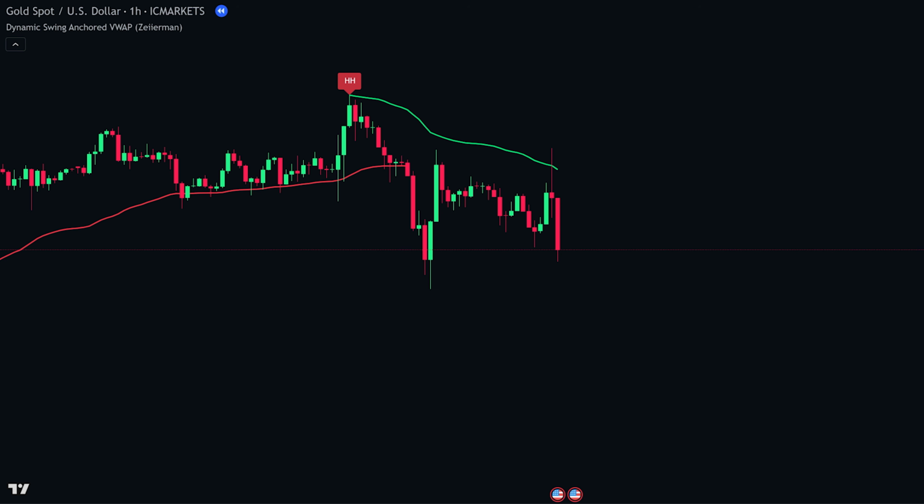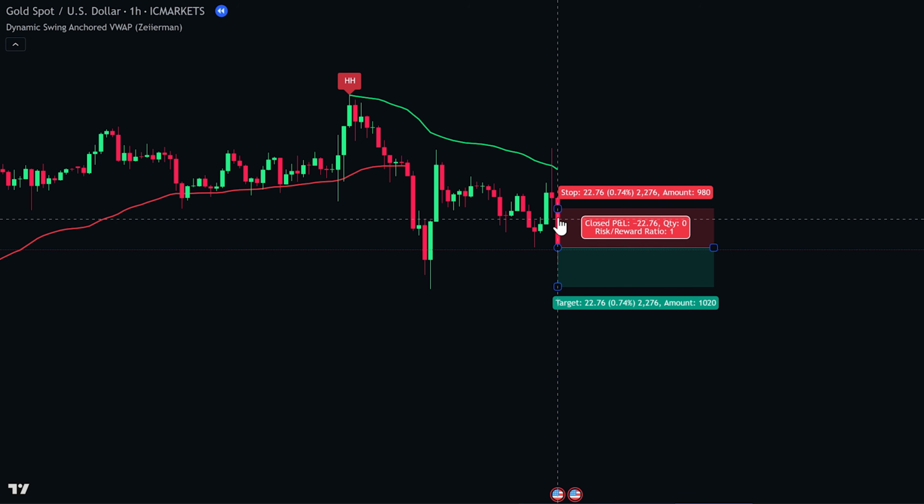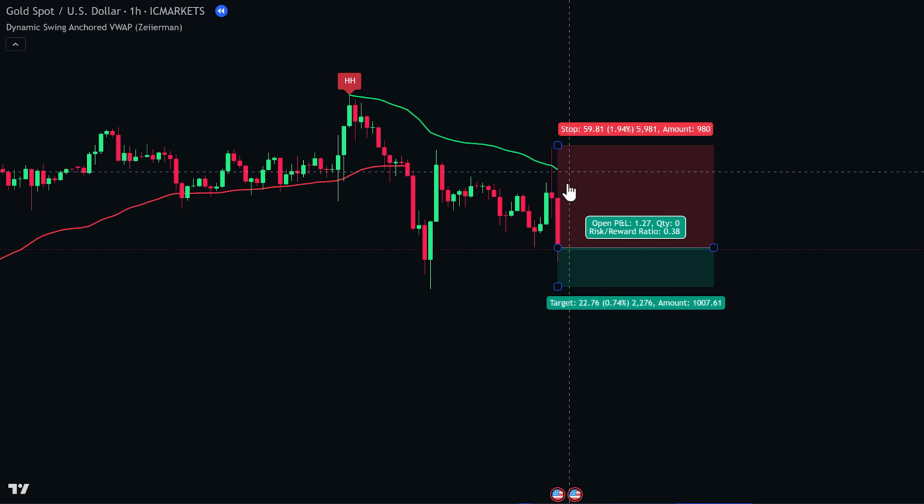Sell trade idea. In a downtrend, price drives lower and then retraces back into the Dynamic Swing Anchored VWAP. That's where sellers often step back in. You wait for price to touch VWAP and then print a bearish confirmation candle. Maybe a rejection wick or a strong red close. Enter the sell on the next candle, with your stop just above VWAP.